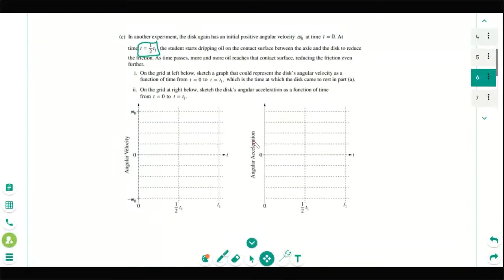As time passes, more and more oil reaches the surface, which reduces the friction even more. So we start off with the whole amount of friction for halfway through this experiment. Then we add oil, which will reduce the amount of friction as we go through. And we have to make the same two graphs in there. All right.